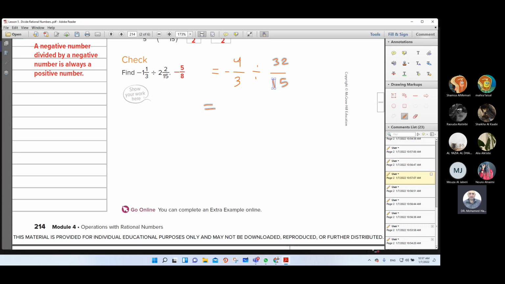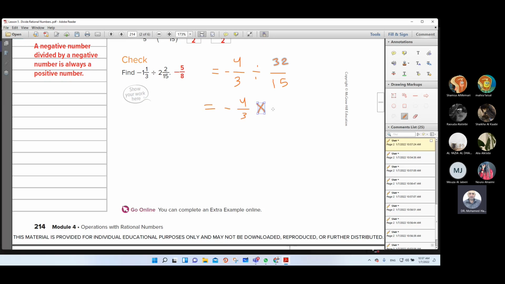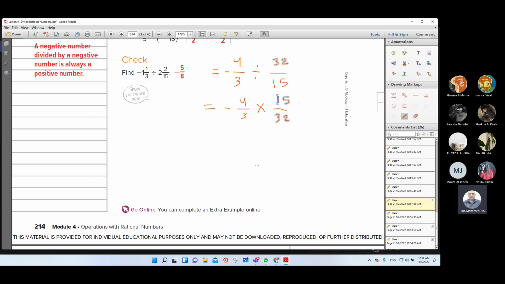Then do the rule: keep the same numerator, or keep the first number, negative 4 over 3. Then change from divide to multiplication. Then find the reciprocal. 32 over 15 will be 15 over 32. Then you can do simplest form.